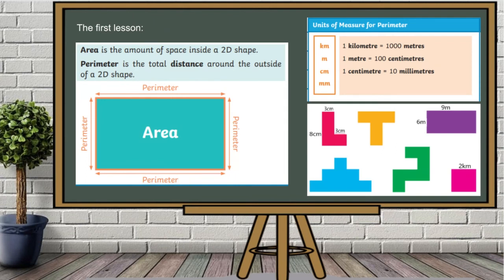So the main part of this first lesson is actually to, I guess, reaffirm what the students already know about the area and perimeter from previous years, but also then to sort of include that in units that we would use for those, and then also to give them some examples. So first off, obviously you can see the area is the amount of space inside a 2D shape, and the perimeter is the total distance around the outside of the shape. We've also included units here too.